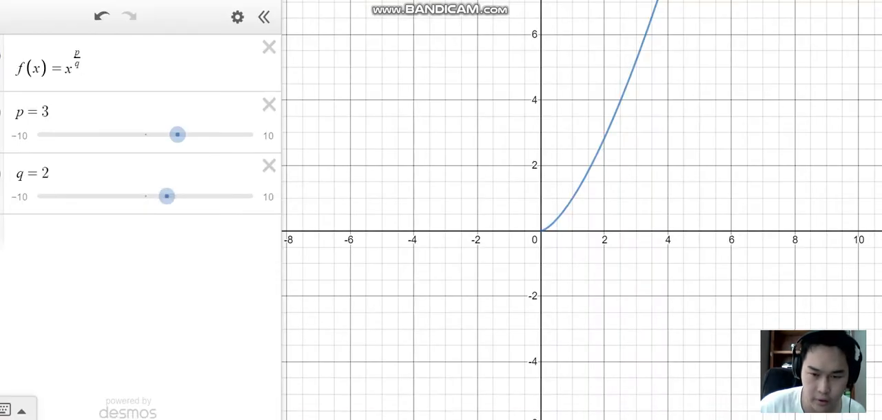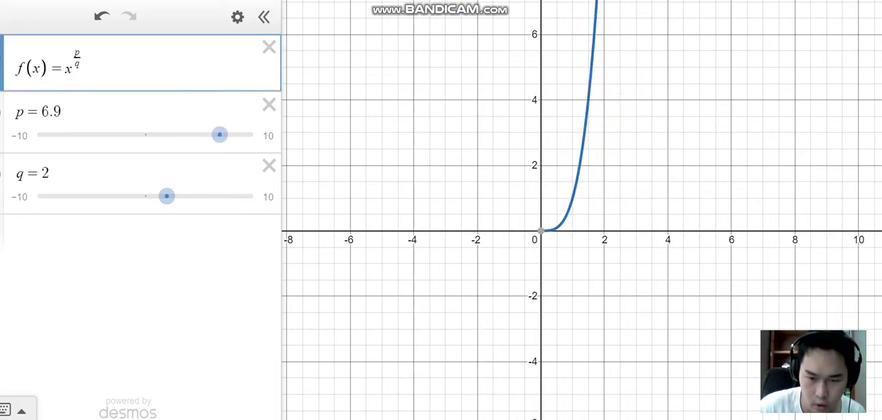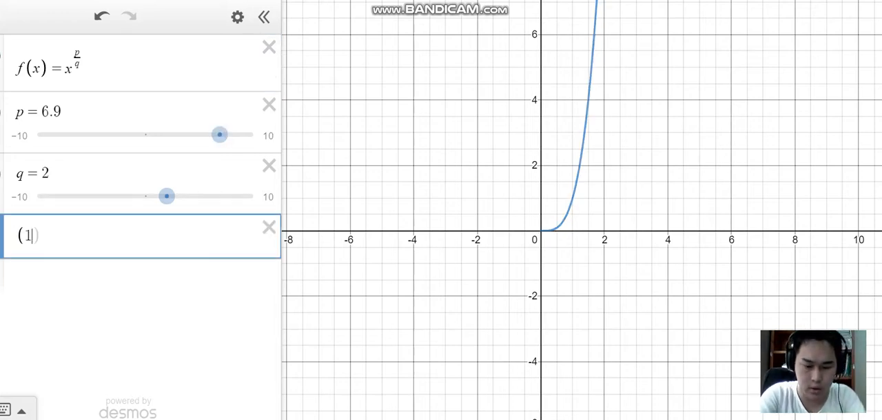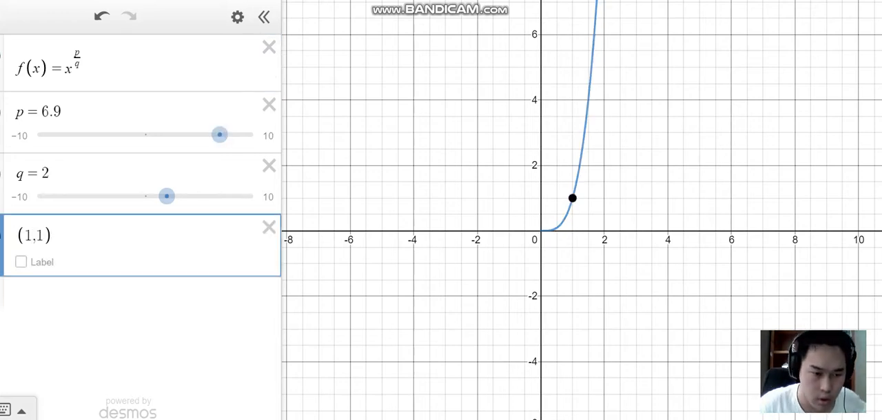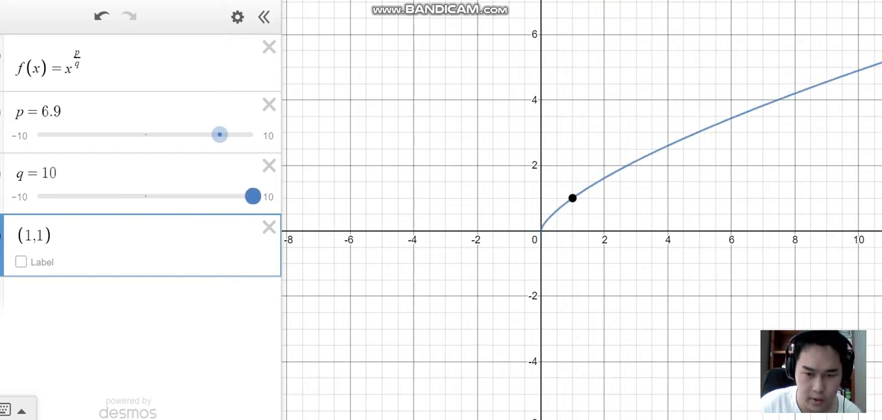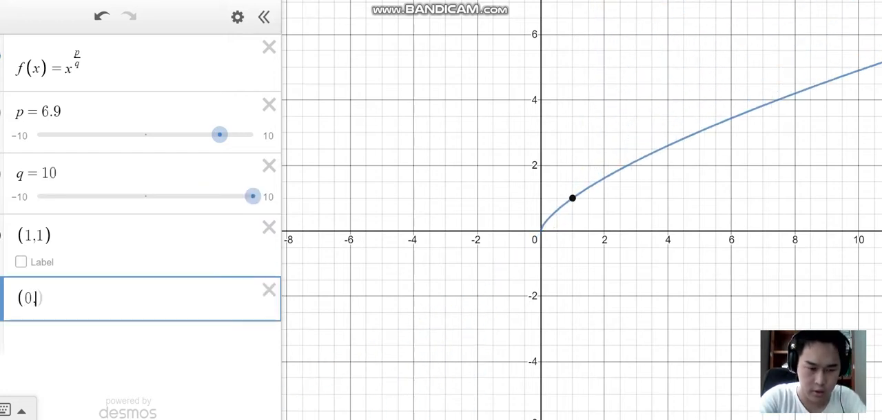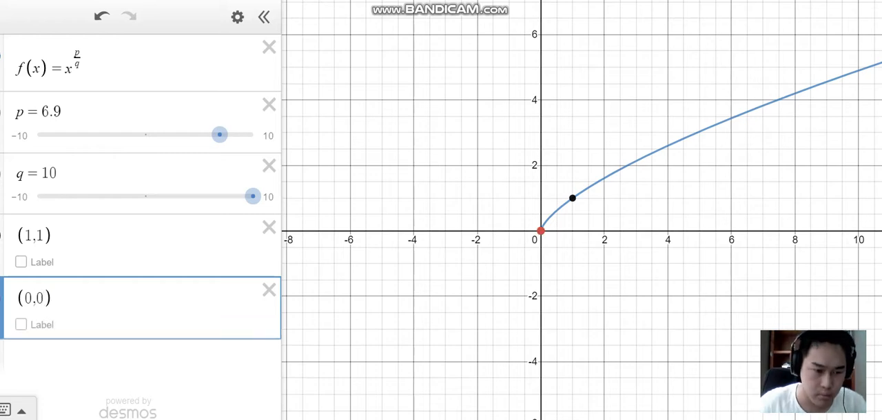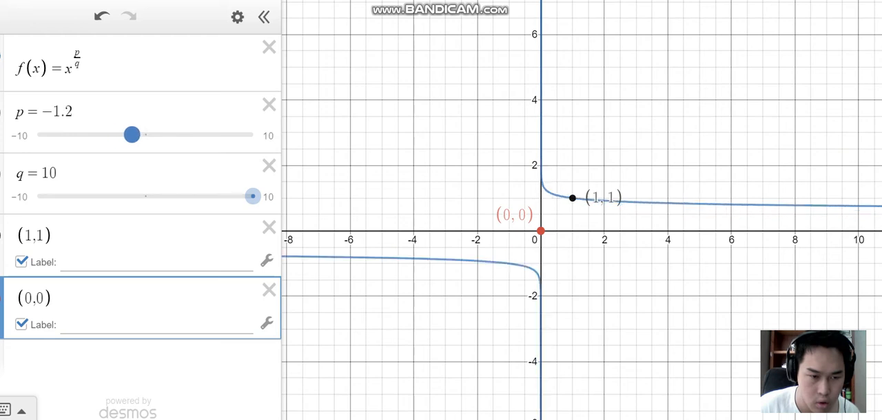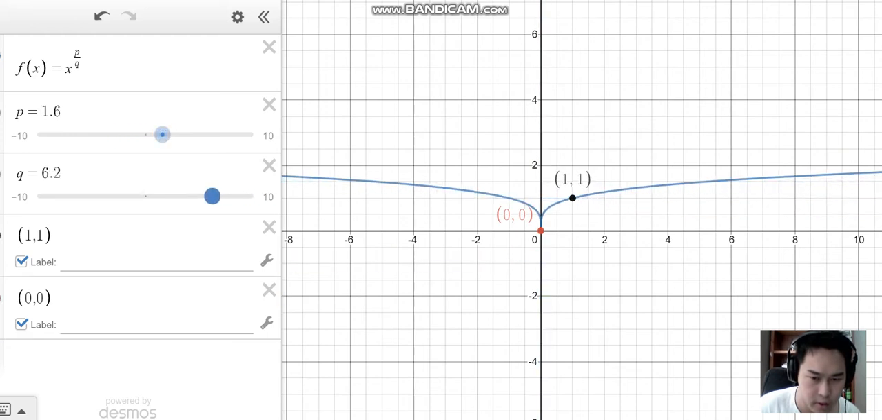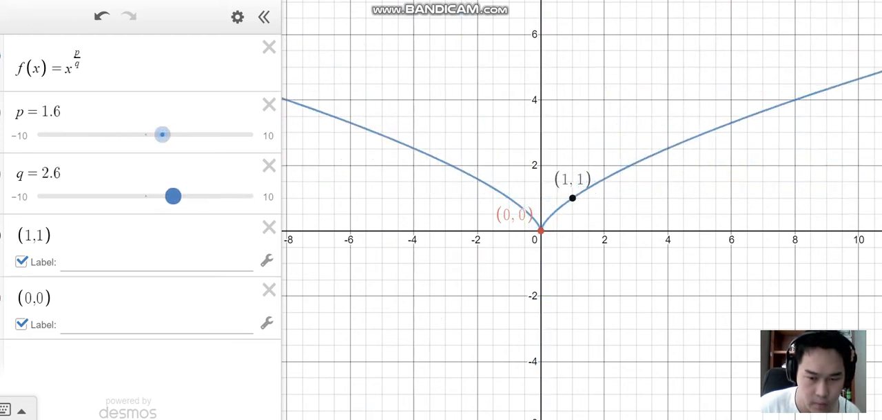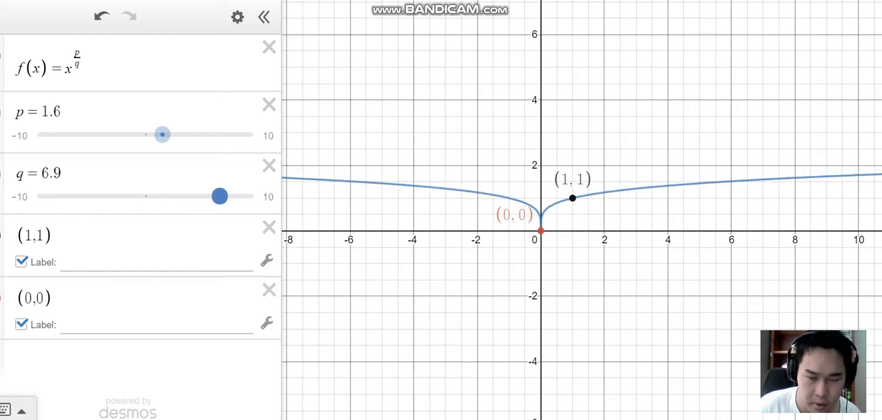You have noticed that no matter what numbers I change here, assuming p is positive, all the functions always go through this point. If I just draw (1, 1) and label it, all these functions are always going through that, and (0, 0). If I keep it positive, all these functions are always going through these two particular points.